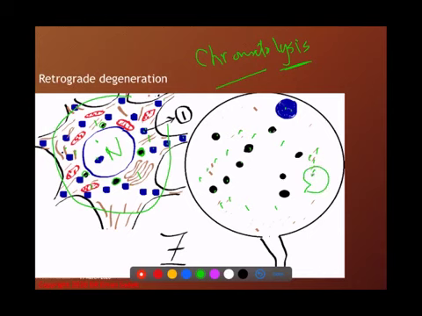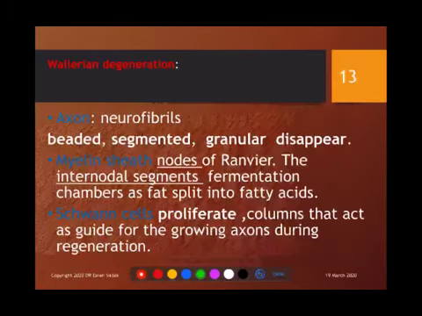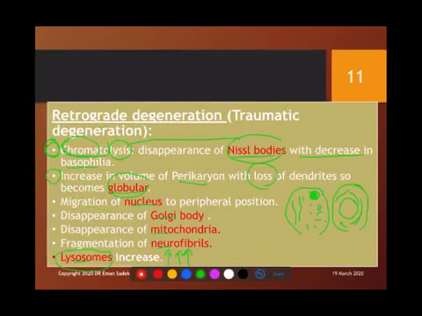So when we go back again, the changes in the retrograde, we will have the following. Number 1, chromatolysis. Number 2, the size and shape. Number 3, the nucleus. Number 4 and 5, the disappearance of Golgi and mitochondria. Number 6, the fragmentation of the neurofibrils. And number 7, the marked increase in the lysosomes in the cell.